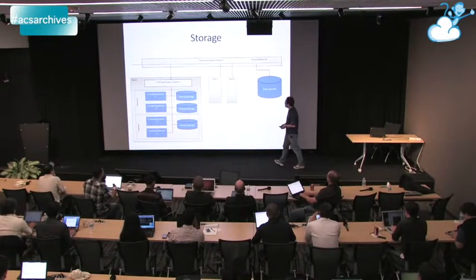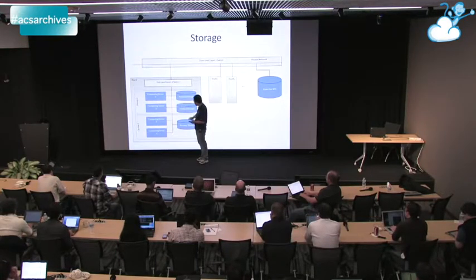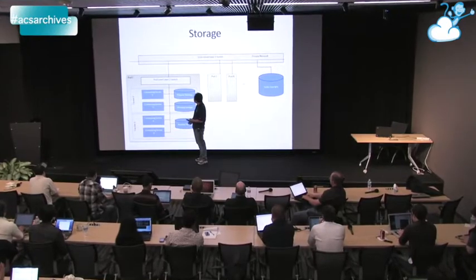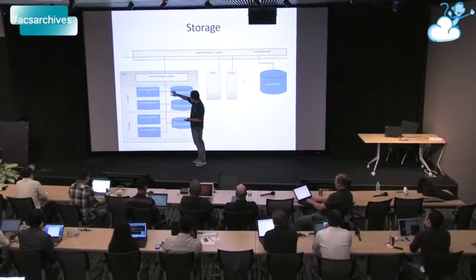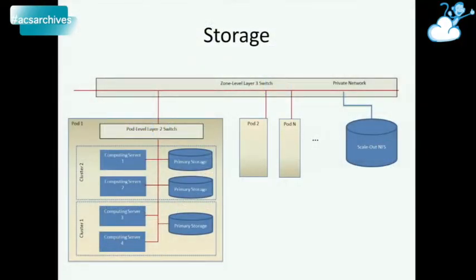The first one is our primary storage. That is actually connected to the compute servers and the clusters, and they provide the block storage for the VM, the block devices for the VM. The other one is our secondary storage, and secondary storage is basically where we store our templates, our ISOs, and also all of our snapshot archiving, and the majority is the snapshot archiving that is in this storage here.